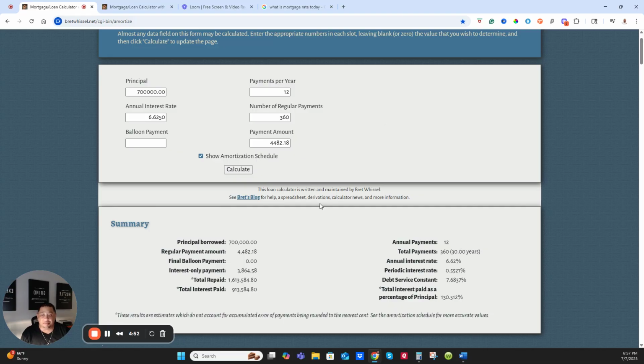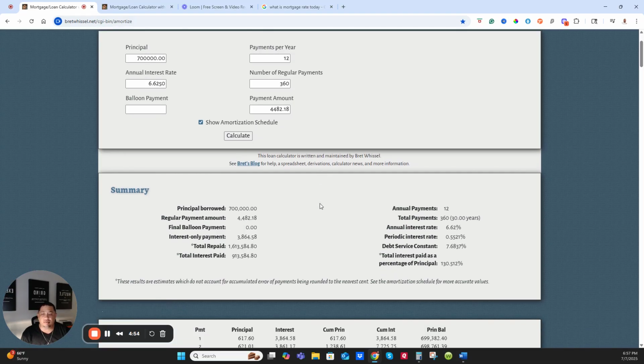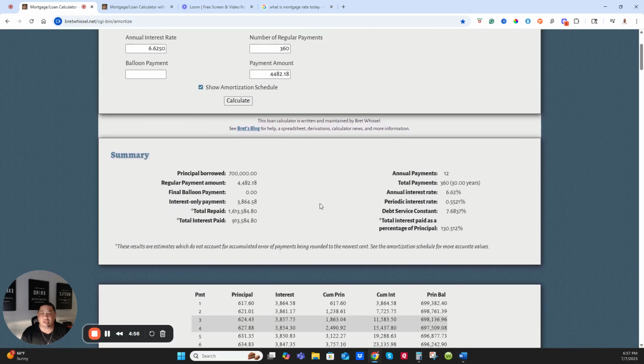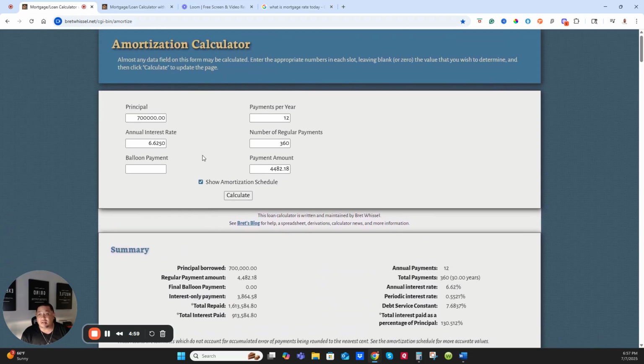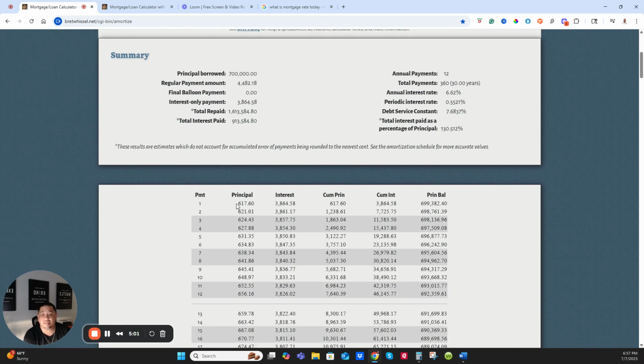Okay. So what we're going to do is look at what your first payment looks like. This is on the $700,000 loan now. Okay, so 700,000. Our payment is 4482.18. Of that payment, $617.60 is going to go towards principal. So that's $700,000 after you've paid almost a $4,500 payment. Your balance is still going to be right there, $699,382.40. All right.